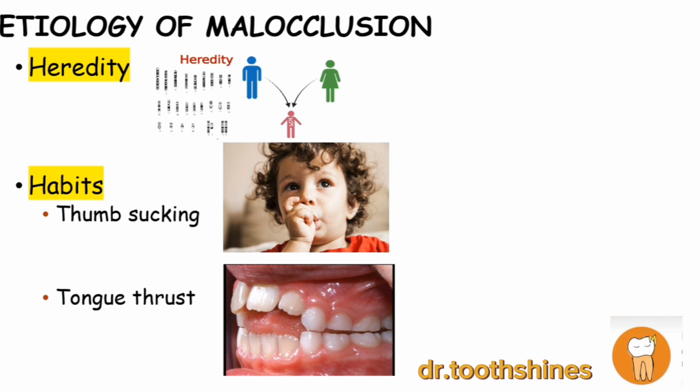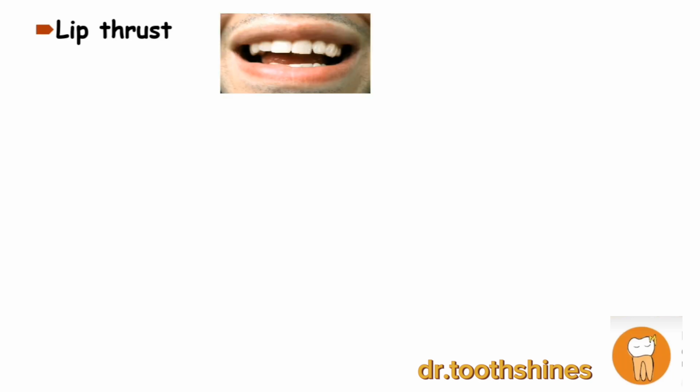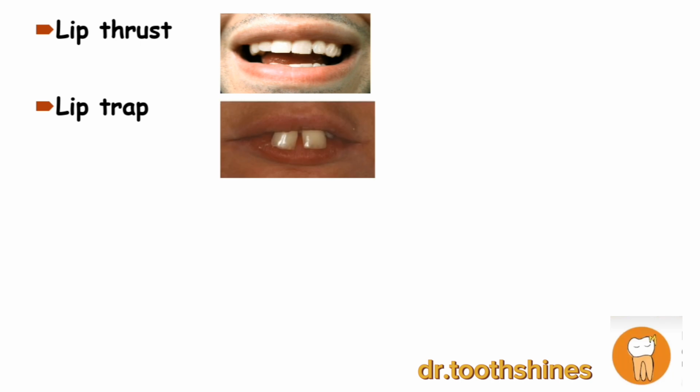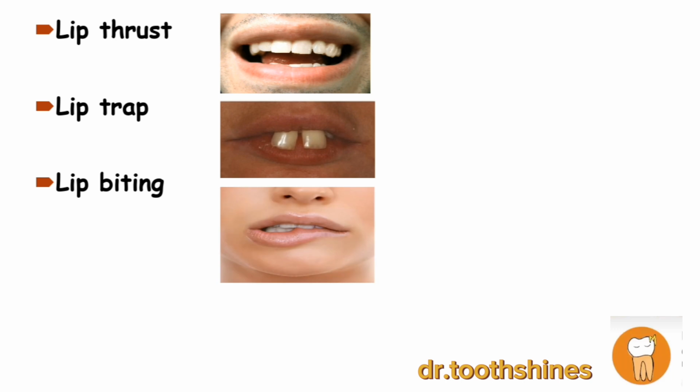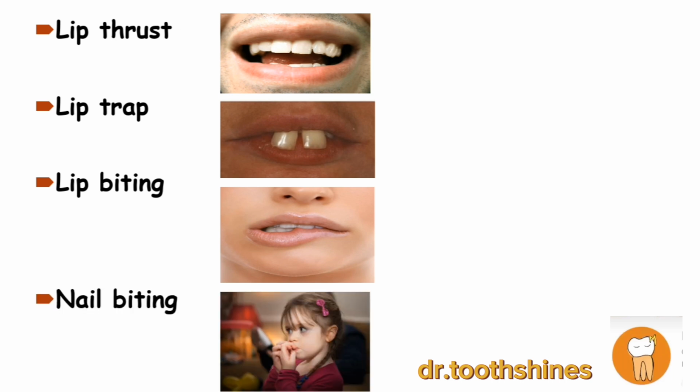There are also other habits that can cause class 2 malocclusion, that are lip thrust, lip trap, where the central incisors you can see in the picture, and lip biting. It's also a bad habit and an etiological factor that can cause class 2 malocclusion, and nail biting. As you can see in the picture, the child is biting her nails. These are habits children occasionally have and they continue till adulthood, but it's not a good habit.